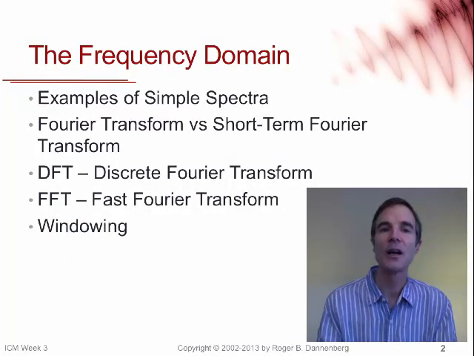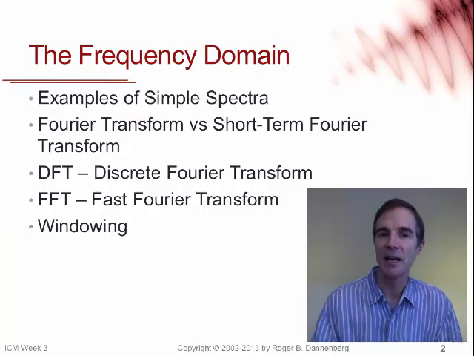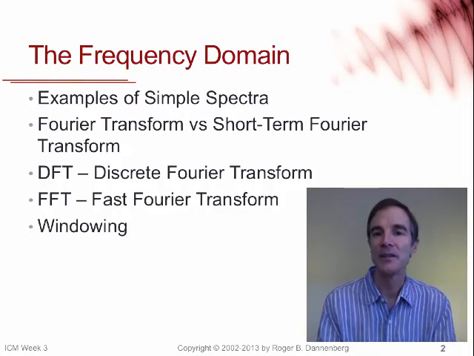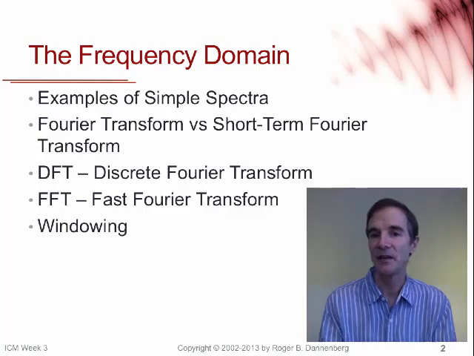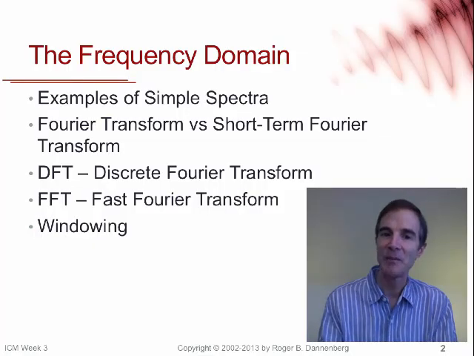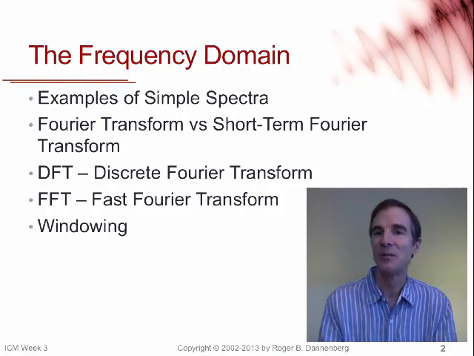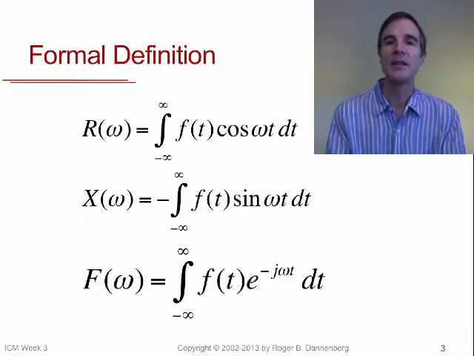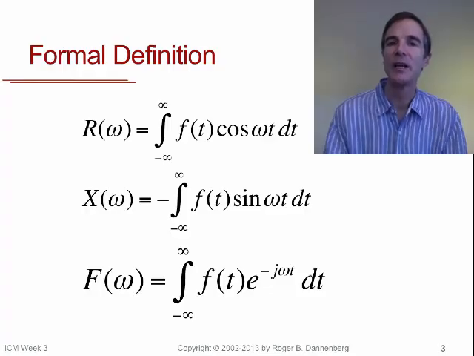So in this talk, I'm going to show some examples of simple spectra. I will talk about the difference between the Fourier transform and the short-term Fourier transform. I will show you the discrete Fourier transform and the fast Fourier transform. We'll talk about windowing, and we'll actually take some spectrum measurements with Audacity.